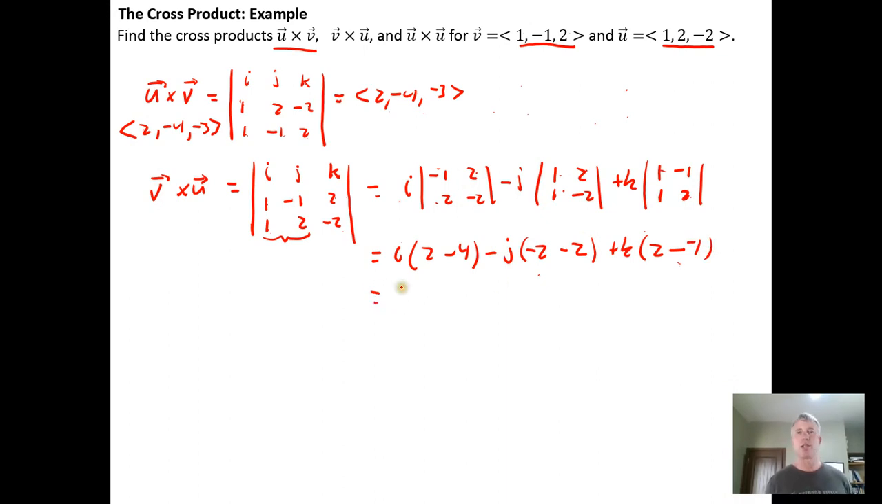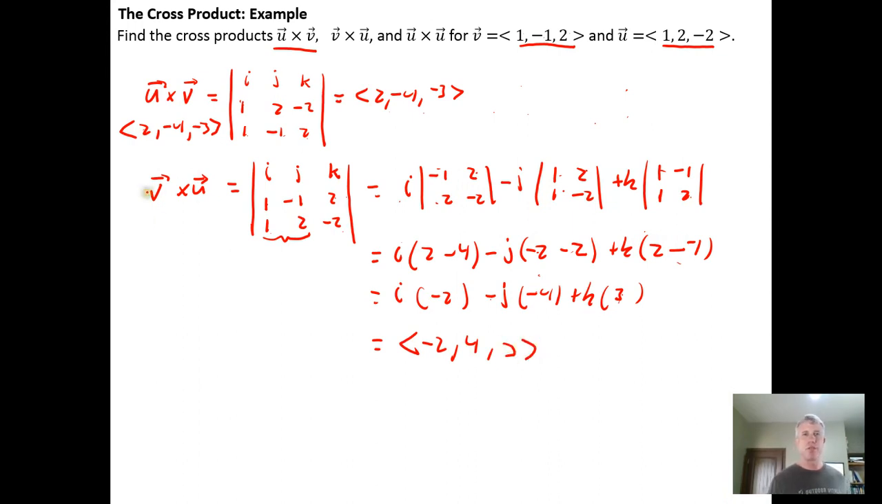And we get the vector I times negative 2. 2 minus 4 is negative 2. Minus j times minus 2 is minus 4. Plus k times 2 minus negative 1 is 3. And if we put this in the component form, we'll get negative 2, and minus a negative will be a 4 right here. And then we'll have a 3 sitting here.